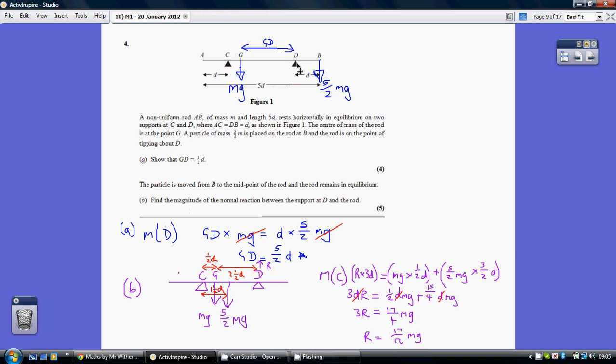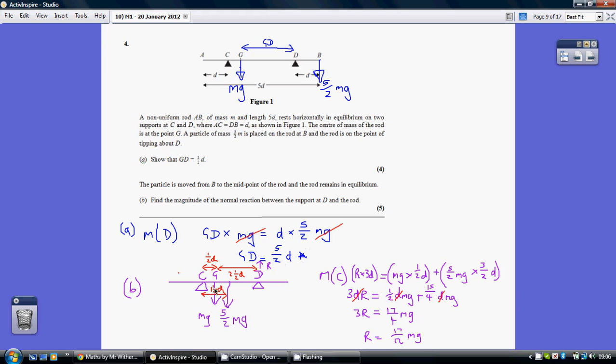So if we take moments about D, just imagine this seesaw where we've got G at one end, B at the other. So the anticlockwise moment is going to be the distance GD times the weight mg. That's this left-hand side. And our clockwise moment is the distance d times the weight 5/2 mg. Now mg is a common factor to both sides, so they cancel, leaving us with GD equals d times 5/2, which is of course 5/2 d as required.